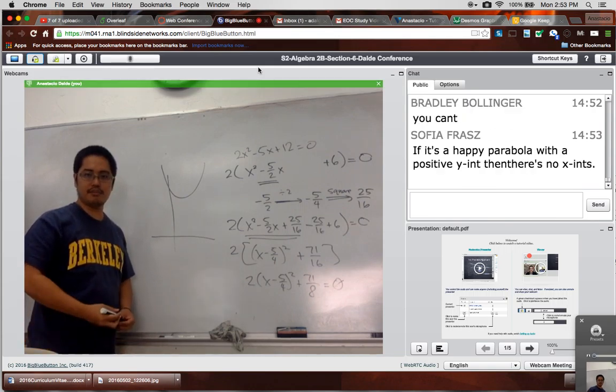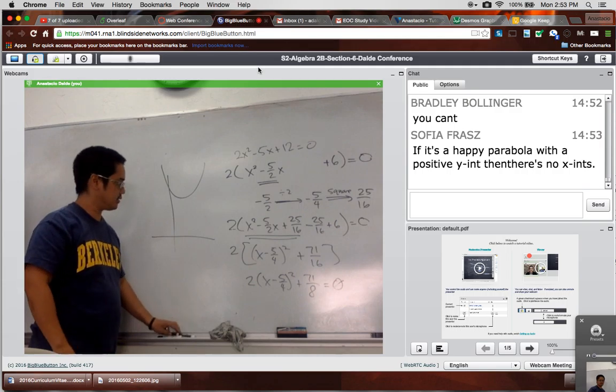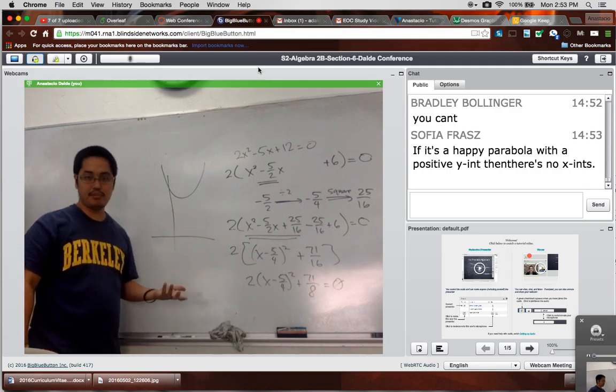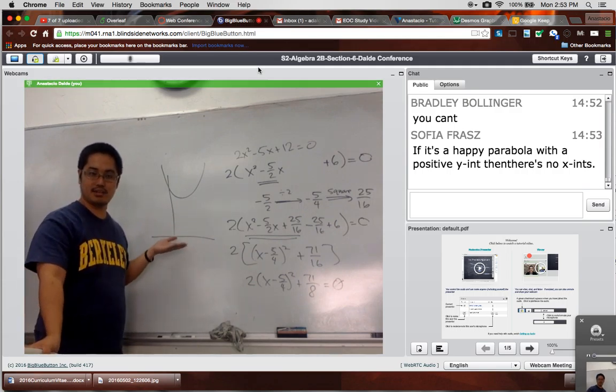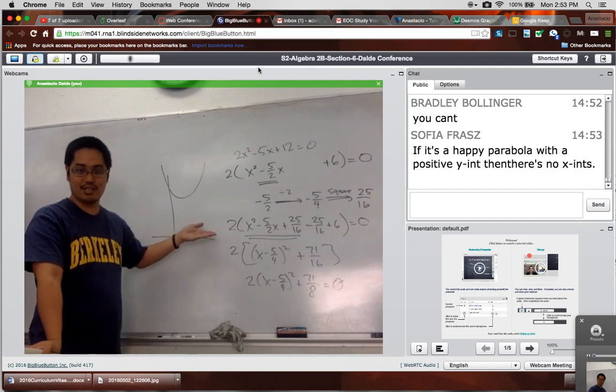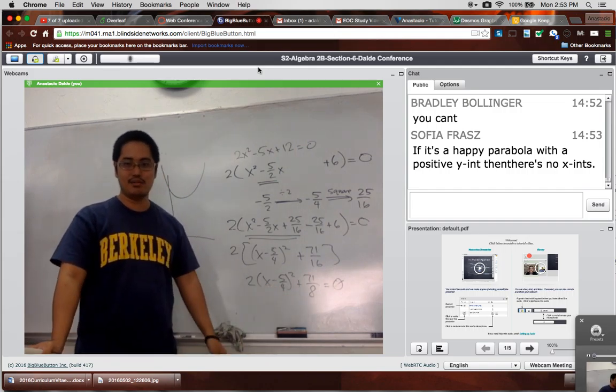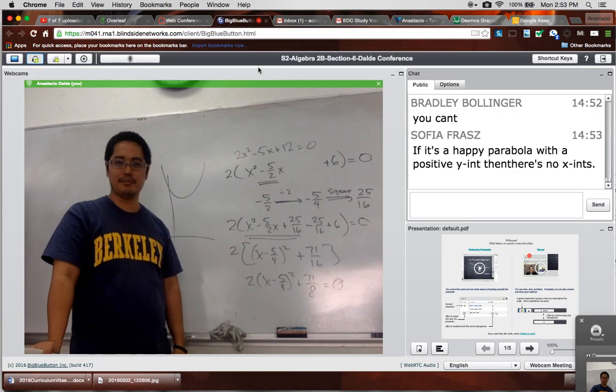So I screwed up because, well, I didn't screw up, but I'm asking when does it cross the x-axis? It never crosses the x-axis. That's why we get an imaginary number over here. We cool?